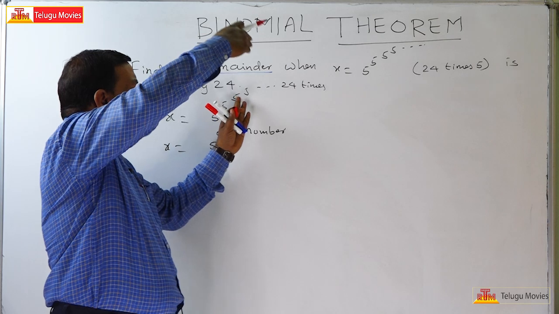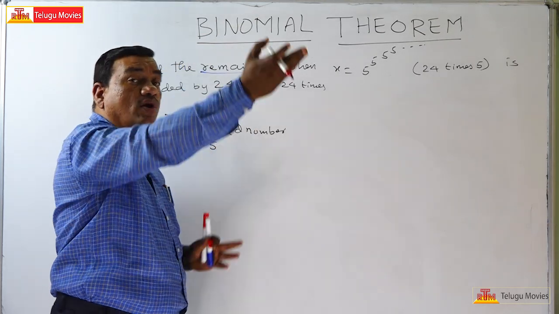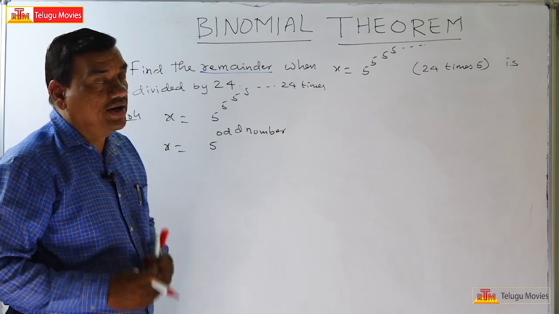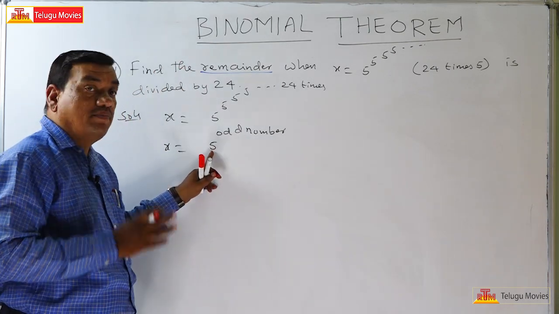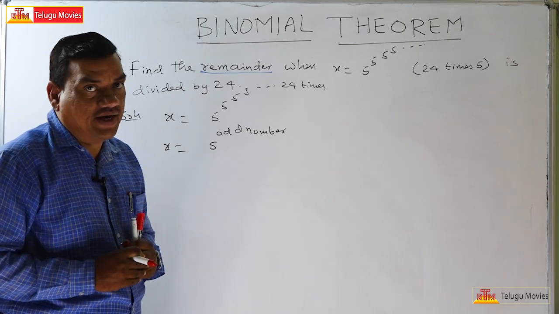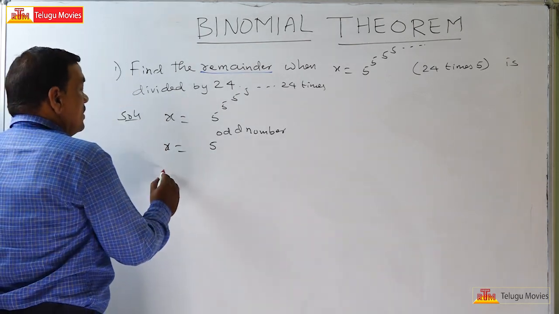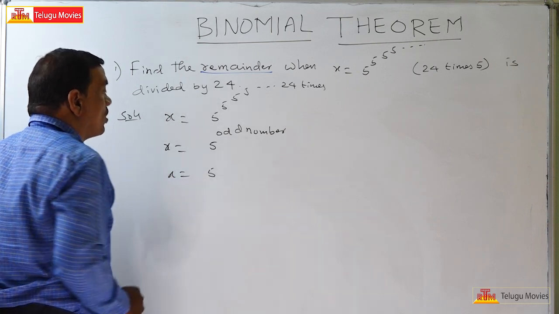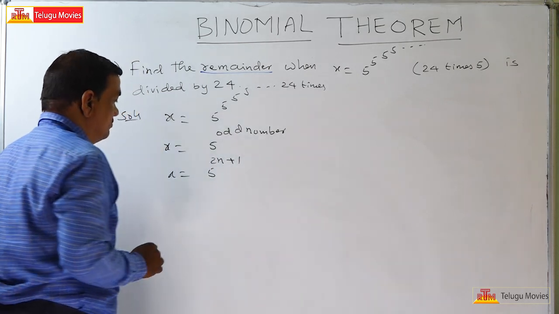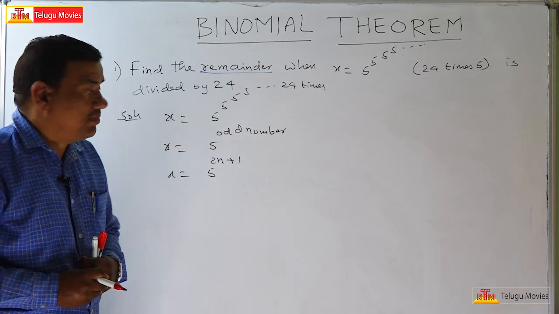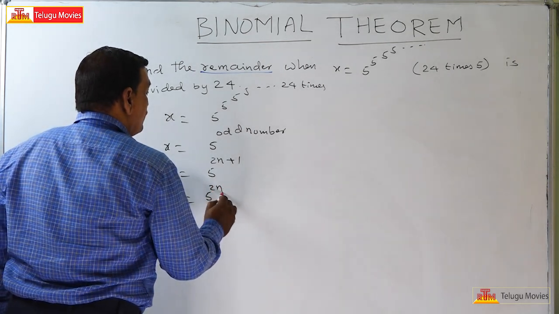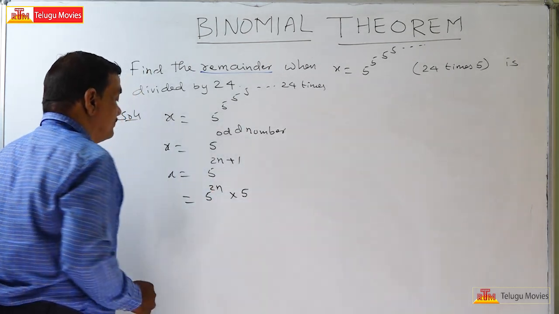So 5 to the power of 5 is an odd number; odd number to the power of 5, again an odd number; to the power of again 5, odd number. On the whole, the base is 5, and the whole thing is to the power of some odd number, whatever it may be. So x is 5 to the power of an odd number. The general form we can write down is 2n plus 1, where n is a natural number. This can be written as 5 to the power of 2n into 5.